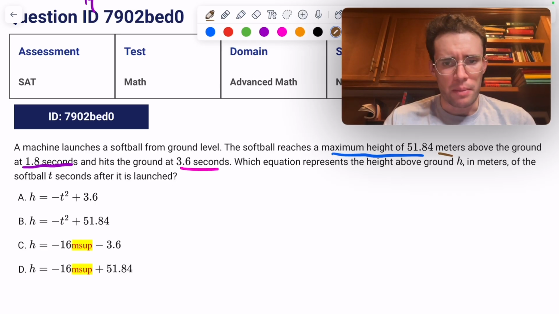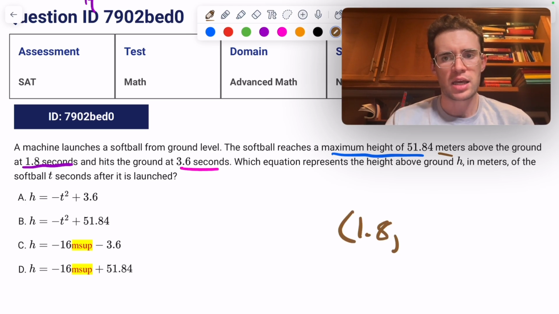All right, so the maximum 51.84 at 1.8. So we want our vertex to be 1.8 comma 51.84. We want another point to be at 3.6. The height is 0.